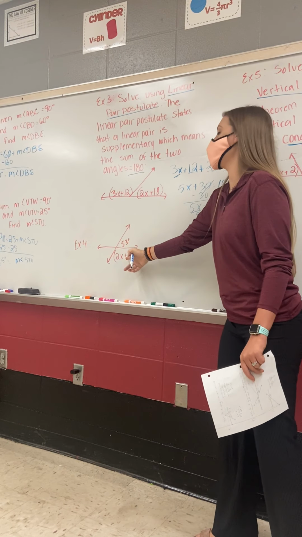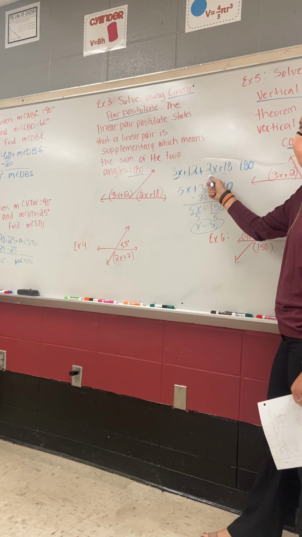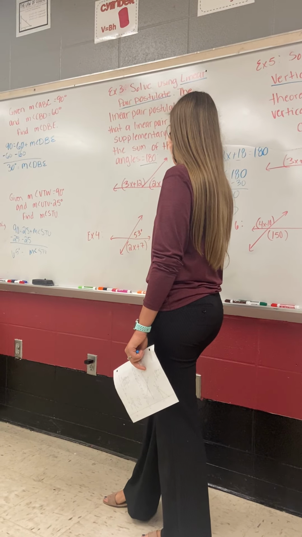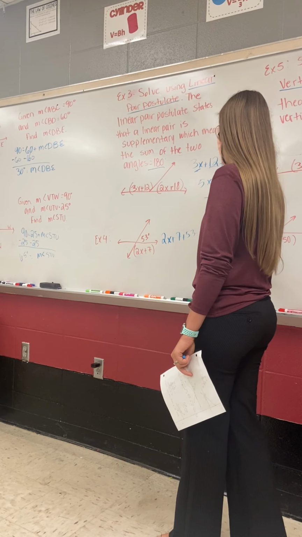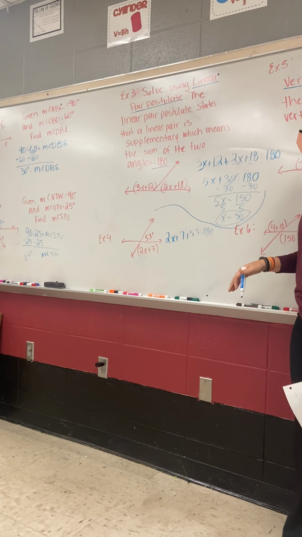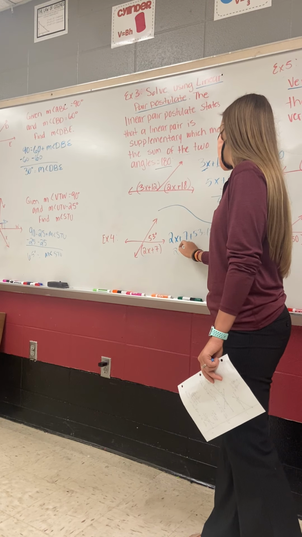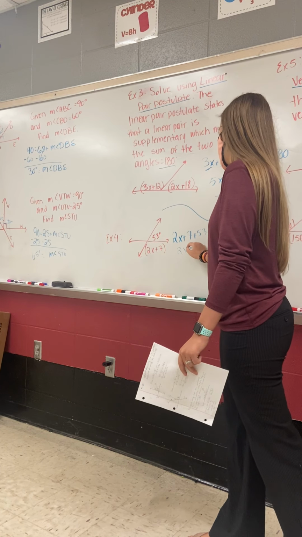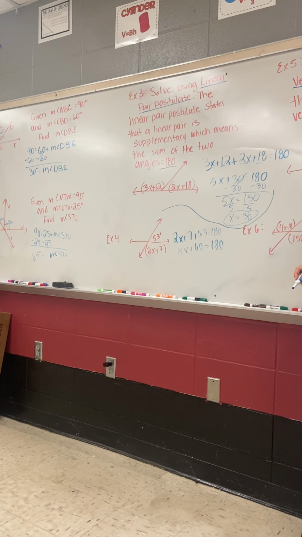So what am I going to do to these two angles? What do we do here? Add them and then set it equal to what? 180. So I have 2x plus 7 plus 53 equals 180. Okay? So now I'm going to have 2x, 7 plus 53 gives me what? 60. 2x plus 60 equals 180. So now we just solve it like an equation.